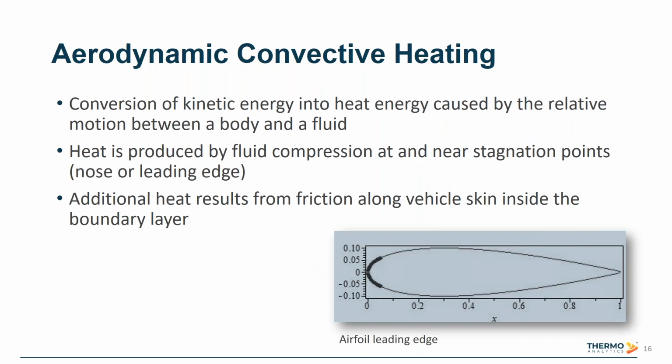As a basic introduction, aerodynamic heating is caused by kinetic energy being converted to heat when the velocity of a fluid slows down relative to a surface. Heat is generated in two primary ways: at stagnation points due to compression and along a surface due to friction. We'll dive into a bit more detail in the next slide.